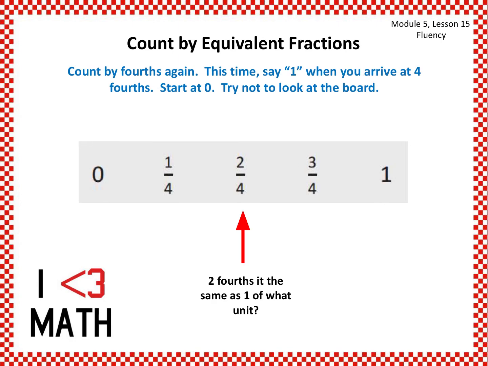So we're going to start by fourths again. This time you're going to say 1 when you get to 4 fourths. So 0, 1 fourth, 2 fourths, 3 fourths, 1. So it's great if you can do this without looking at the board.